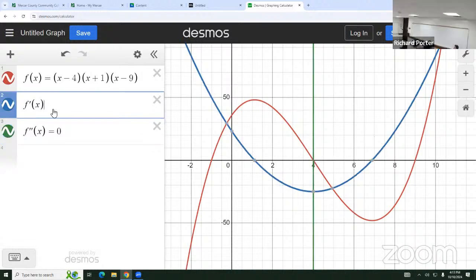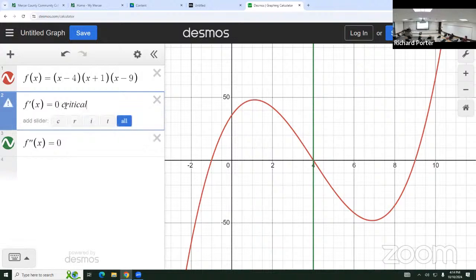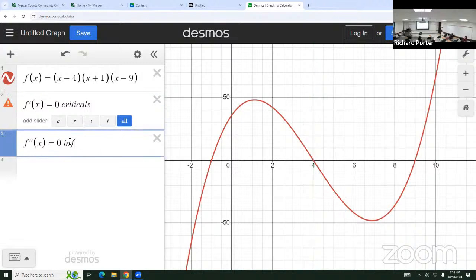You want the critical points? You can get those by doing that. Okay, the derivative set equal to 0, those are critical points, criticals. And the second derivative equals 0, those are inflections. Okay. Not always true. There's also these things that are called undefined. Remember undefined stuff?